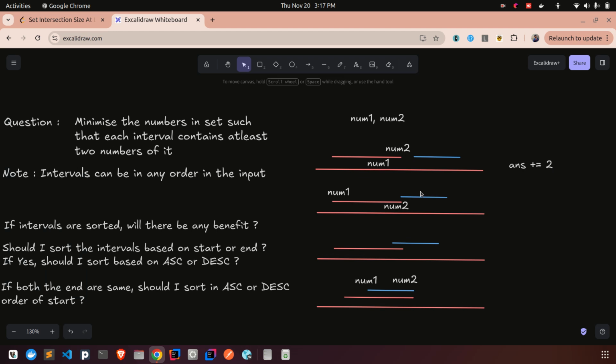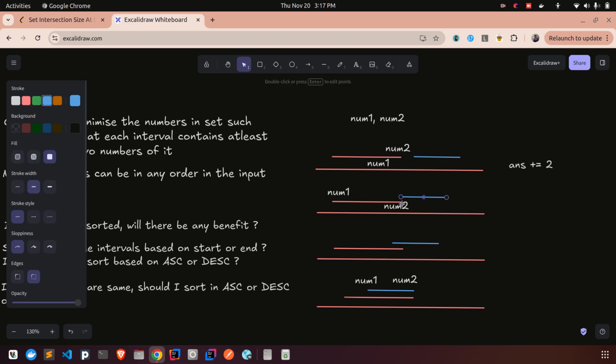The other case would be if we are not falling in this case, that means num2 is not greater than the start of the interval. Now I have to check whether num1 is less than the start of the interval or not. Here num1 is less than the start of this interval. As a result, we are including two more new numbers in my answer. Now if num1 is not less than the start of this interval, it is either equal to or greater than the start of this interval.